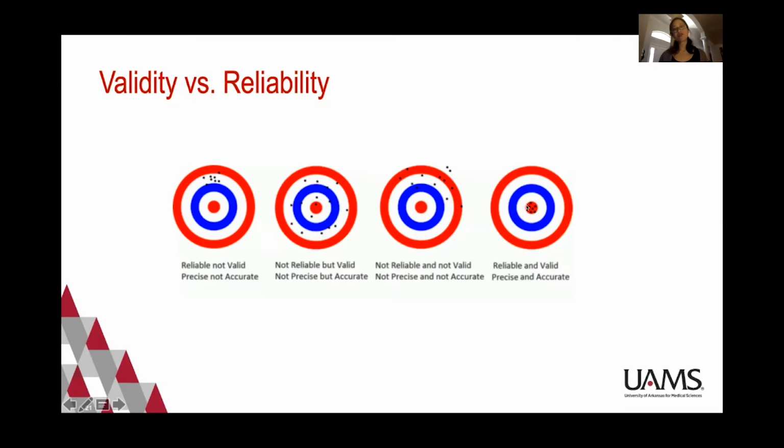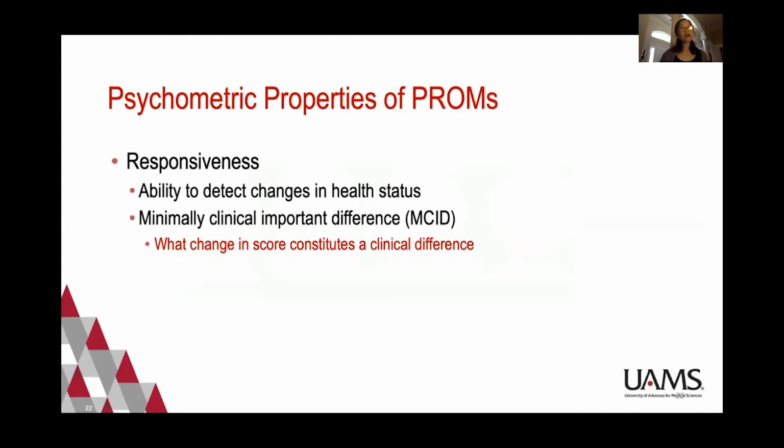Every time we measure, we get the result that meets our objective of measurement. So that is the validity and reliability concept of psychometric properties. The last property that's important for the measure is responsiveness. Responsiveness is the ability of the instrument to detect changes in health status when health status changes, right?